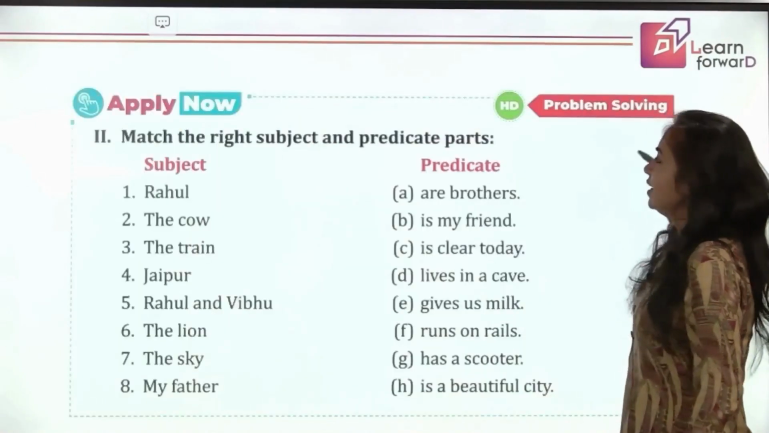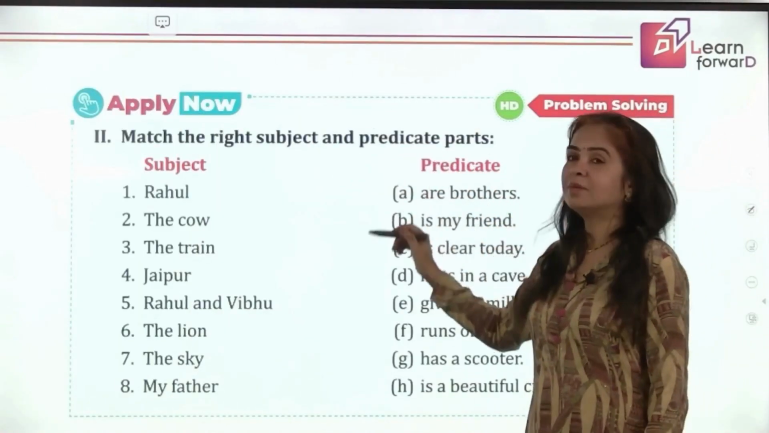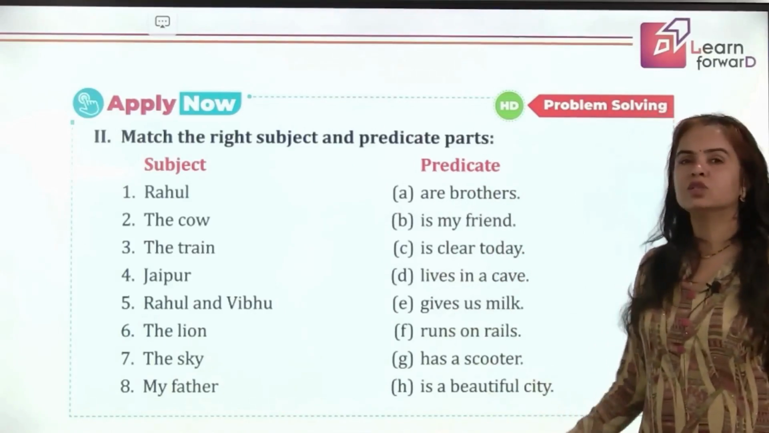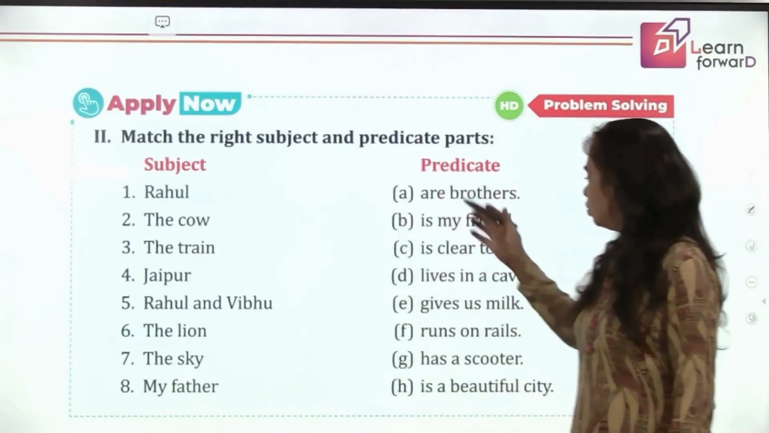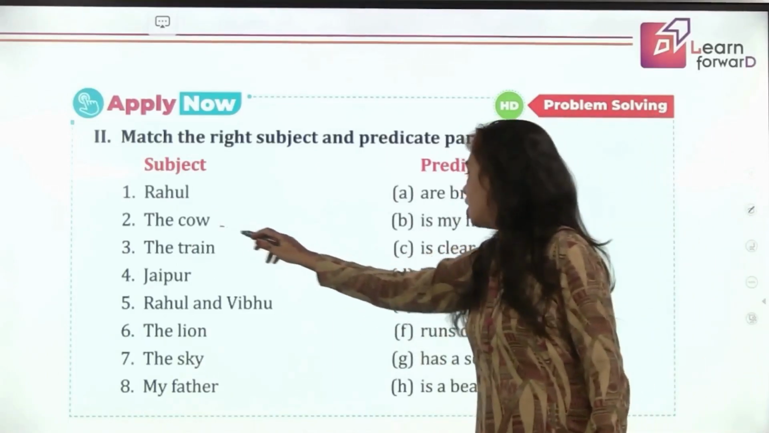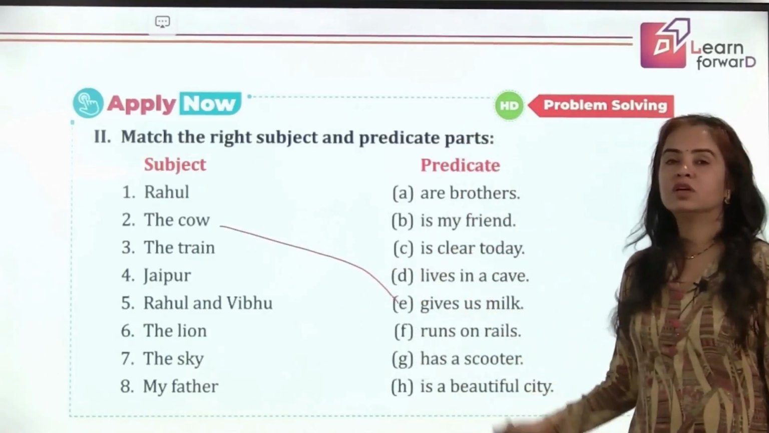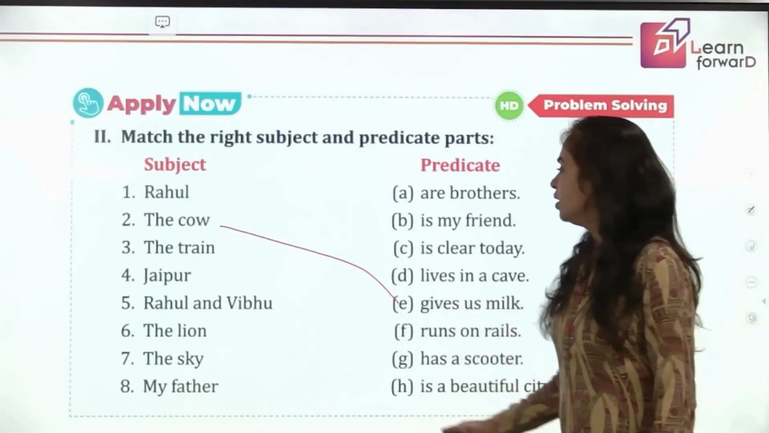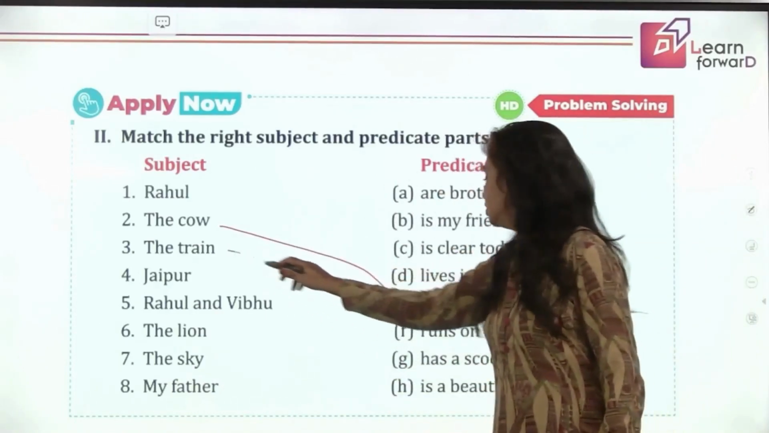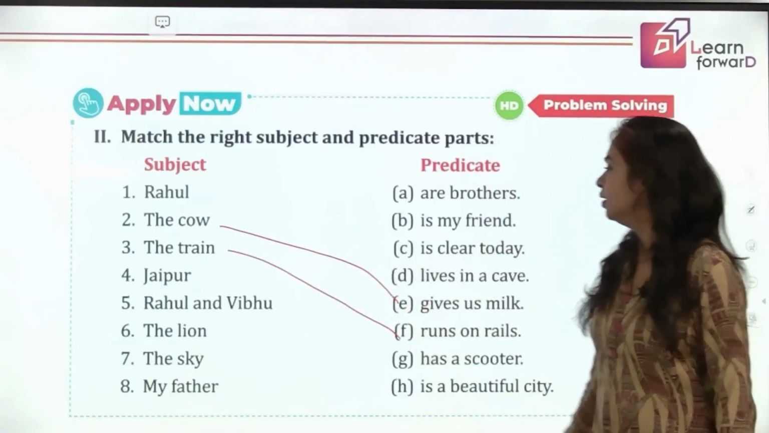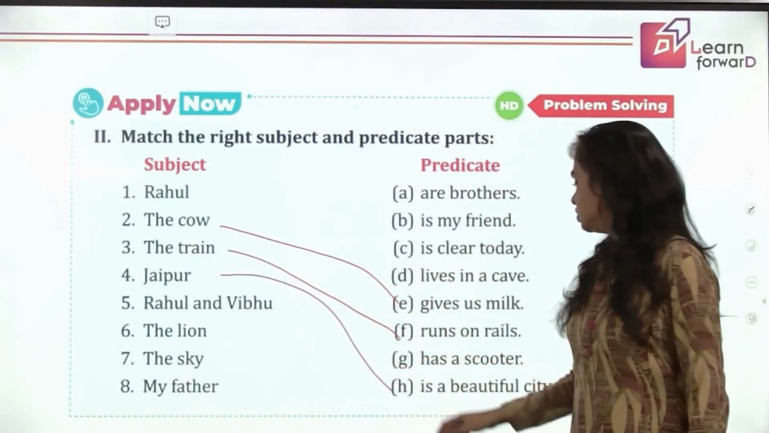Let's do another exercise. Match the right subject and predicate parts. So we'll just see Rahul. What goes with Rahul? The cow. What goes? Oh, it's here. The cow gives us milk. So the ones that you know, you can just quickly do them. The train. What is it? Runs on rails. Yes. Jaipur. What do you know about Jaipur? Okay, it's a beautiful city.